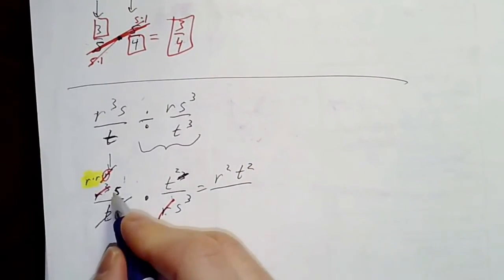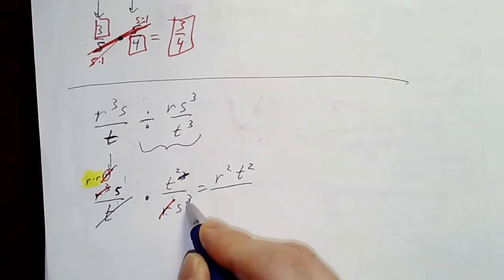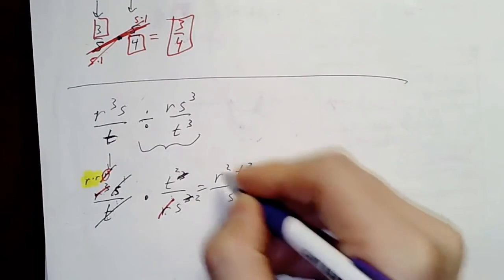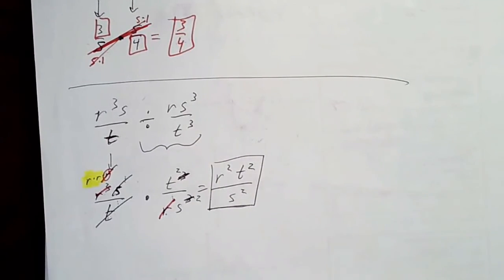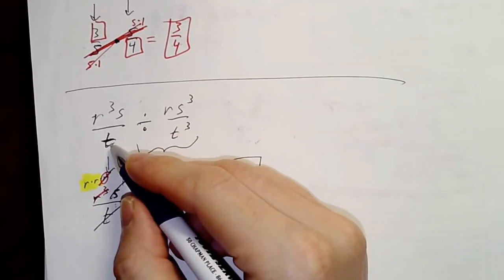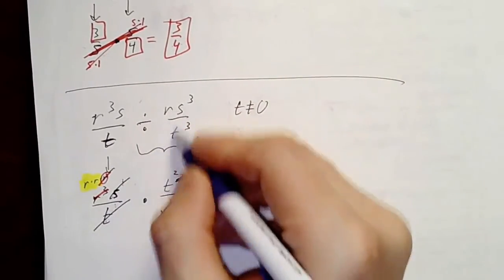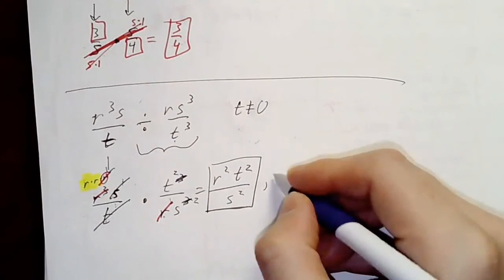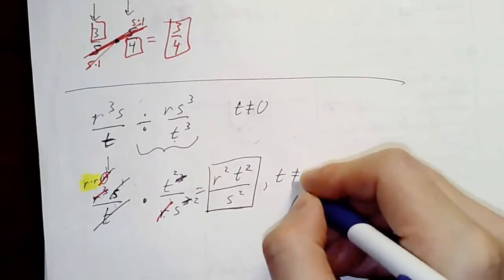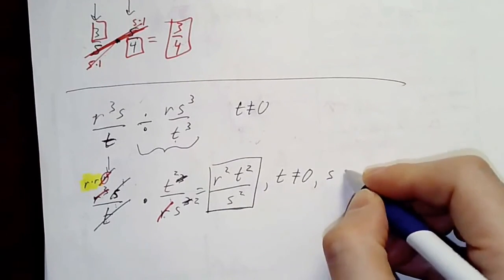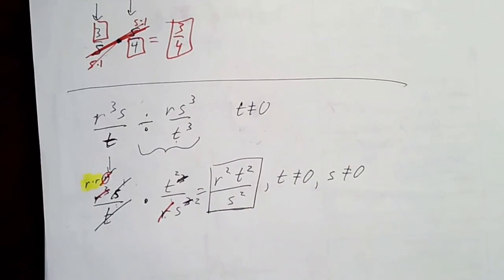And last but not least, this s to the first power and s cubed, that's going to cancel out with one of these, giving me s squared in my denominator, and this would be my final answer. As a quick reminder, we want to talk about our mathematical constraints. So up here, mathematically, I would have to have t not equal to 0 because I can't divide by 0. So down here, I'm going to add in the constraint t not equal to 0. And additionally, I also cannot have s equal to 0 either. S cannot equal 0 either in order for this to be true.